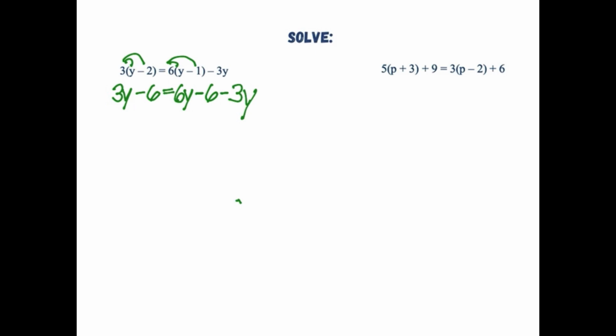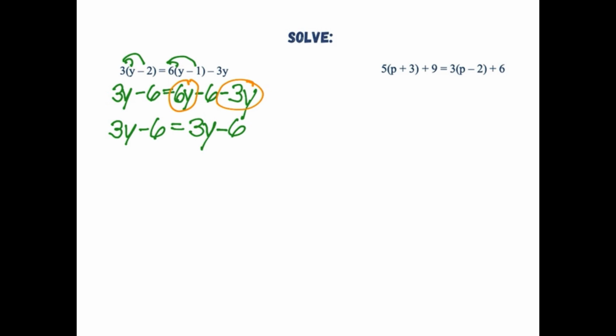Now from here, we have some like terms. These two happen to be on the same side of the equal sign. So before I start moving things from one side to the other across the equal sign, I first want to just combine like terms that are already on the same side. On the left, we don't have any like terms that can be combined. We just have 3y minus 6. But on the right, we have 6y minus 3y. So that's a total of 3y minus 6. Now you might already be thinking, ooh, I think I know this answer, but we're going to check it just to be sure we're not jumping ahead of ourselves.